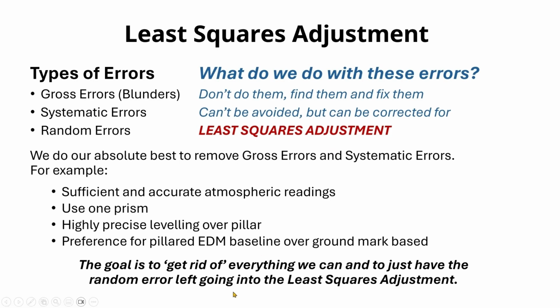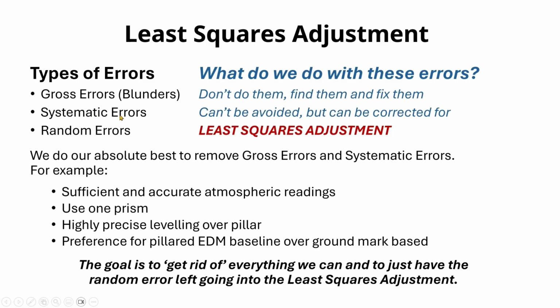So there's three types of errors: gross errors, or blunders, systematic errors, and random errors. But what do we do with these errors? How do we deal with them in terms of how they affect our measurements? So with gross errors, we don't make them. We avoid them if we can. And if we make a blunder, we find them and we fix them.